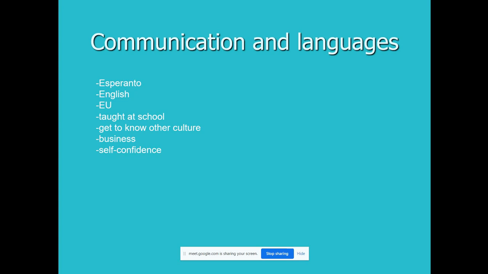Communication and language: there are different languages. English is taught at school, along with your mother tongue. English is important because it is the language that is spoken internationally and used by all the countries. People over the earth speak English more, so it is like an international language taught at school. It helps you get to know other cultures, because with English you can read about the culture of other countries. You can also do business, and you develop self confidence. These are the benefits of learning English.